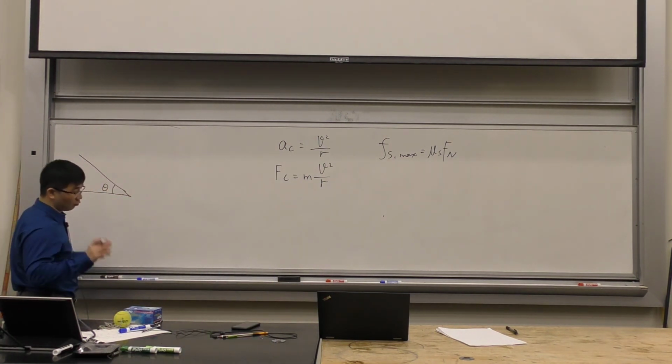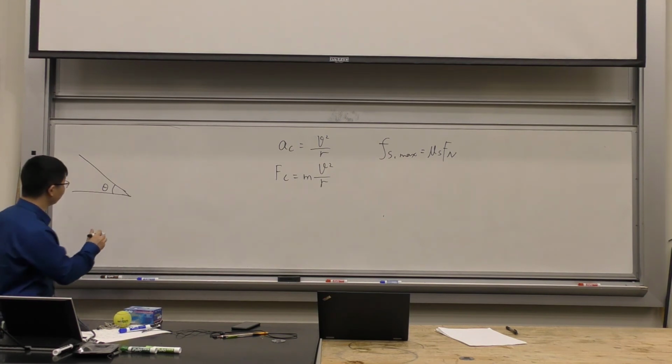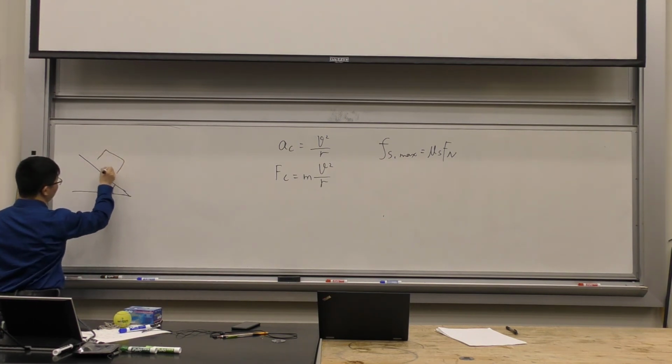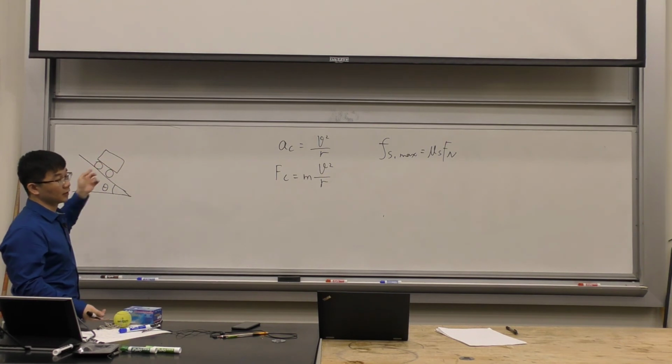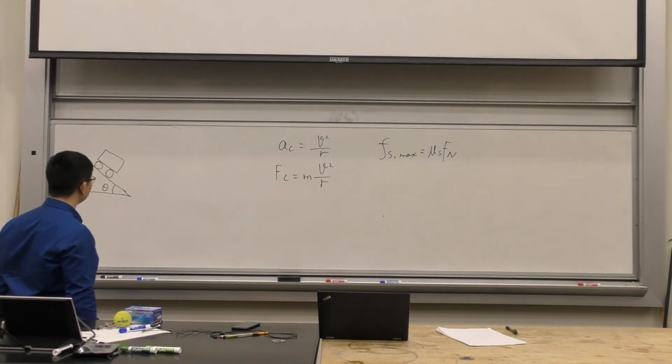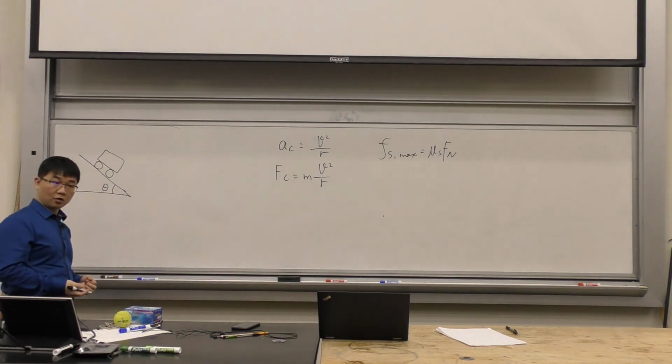And now we're going to draw a back view. So we're looking at the car from the back. If you look at the car from the back, this is what you see. The car is still moving in that direction, away from me, but now I'm looking at it from the back. That's what I see. Now let's draw all the forces on the car.